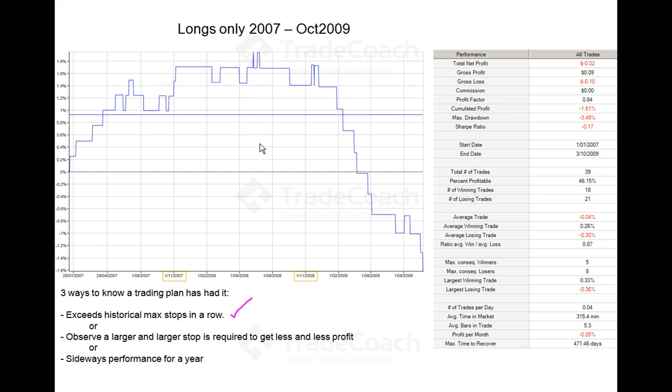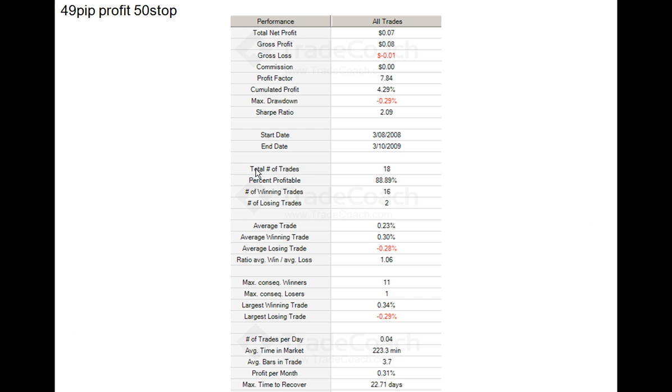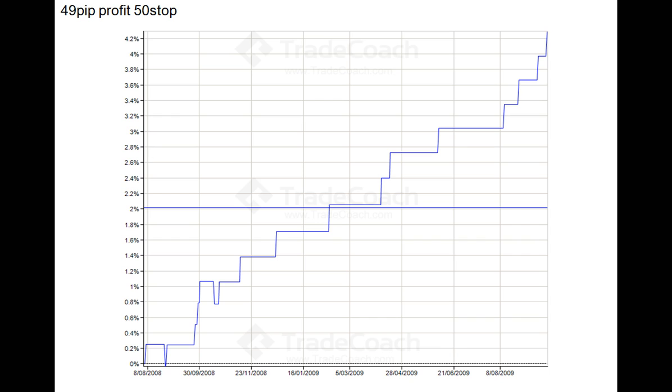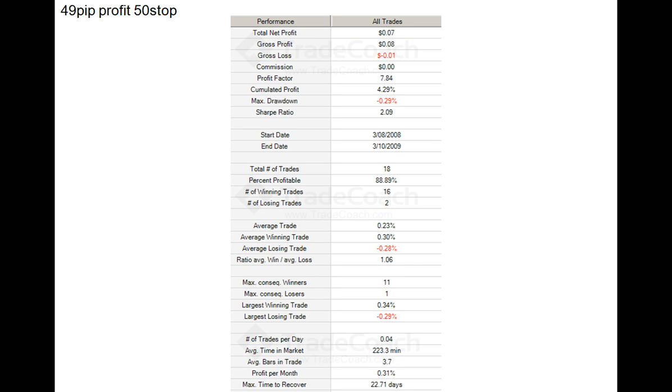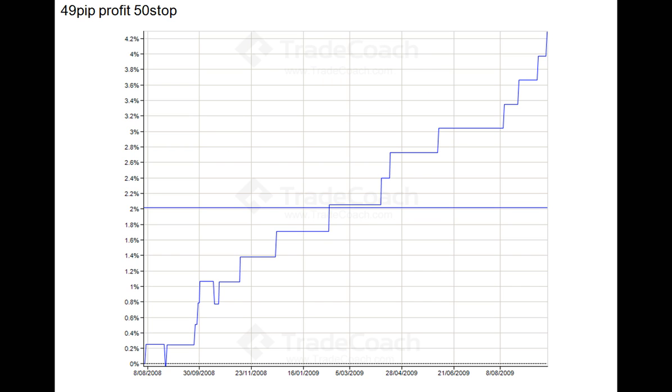Let's go remind ourselves what the maximum stop outs in a row for this one was. Right, for our shorts, that was our profit line. And the maximum stop outs in a row for the last 14 months is 1. So if we have 2 stop outs in a row in the future, then the relationship between us and our trading plan is over, and we're brave enough to walk away.